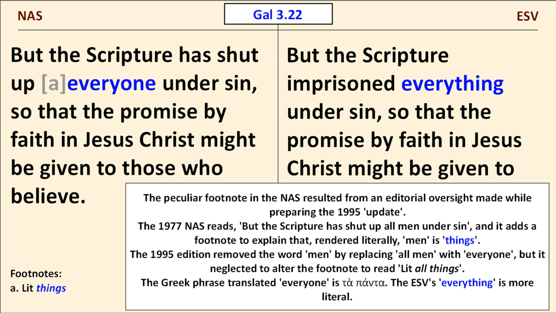Here's what went wrong. The 1977 NAS read, "But the Scripture has shut up all men under sin." And it added a footnote to explain that, rendered literally, men is actually things. The 1995 edition removed the word men. It replaced all men with everyone, but it neglected to alter the footnote to read literally all things. Incidentally, the Greek phrase translated everyone in the NAS is ta panta.